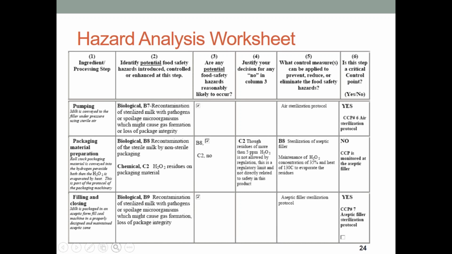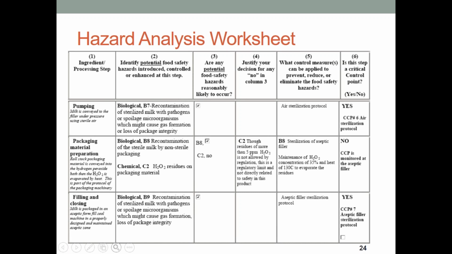Are there any other potential hazards? Well, yeah, we just put H2O2 residues on the packaging material. Are they likely to get into the food? Well, we have to evaluate that. First off, the biological hazard, well, you know, that could happen if we don't do it right. But in terms of the chemical hazard, we've got a justification here that says that's not likely to occur because chemical residues of more than 5 parts per million are not allowed by the regulation. This is a regulatory limit and is not directly related to safety in this particular product.